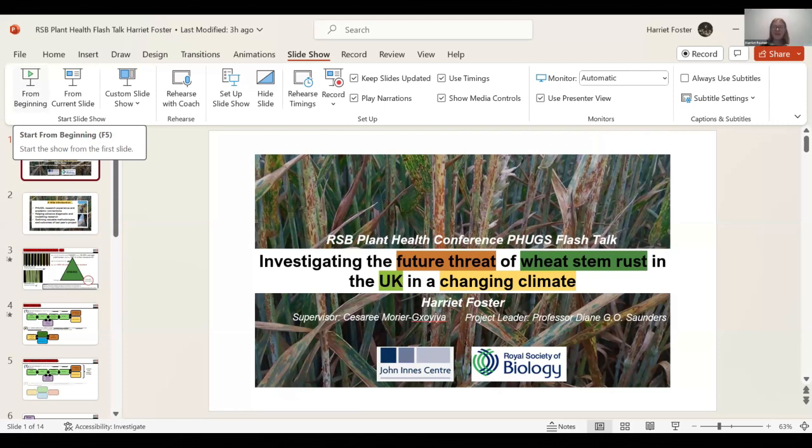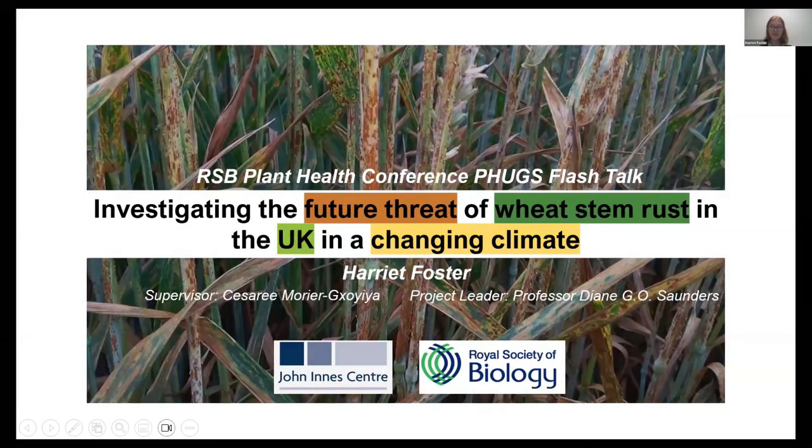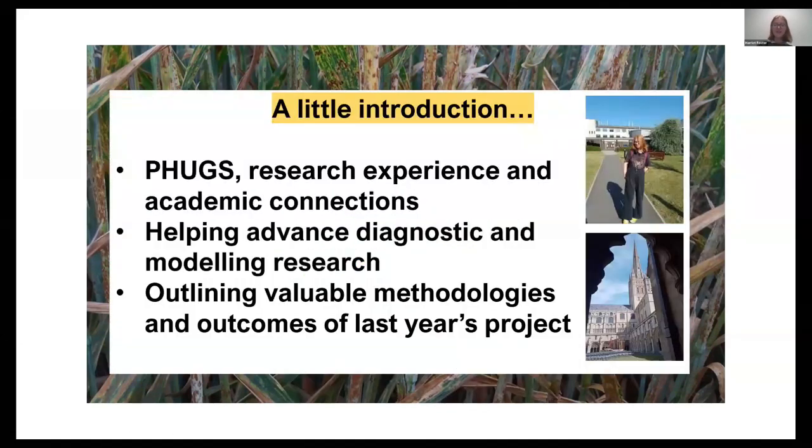So yeah, I'm Harriet, and last summer I had the opportunity to work in Professor Diane Saunders' lab at the John Innes Centre in Norwich, looking at the future threat of wheat stem rust in the UK in a changing climate. As a short introduction, I was inspired to apply for FUGS because I was really interested in plant pathology from a module I completed in my second year at university, but wanted to expand my research experience and academic connections before I truly considered a career in it.